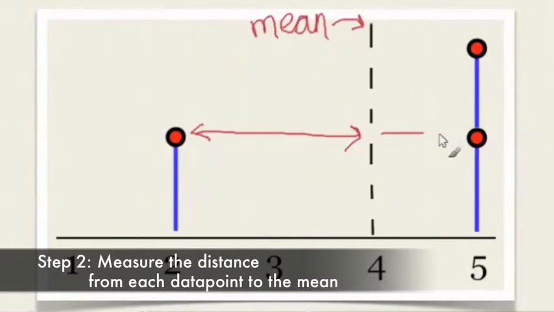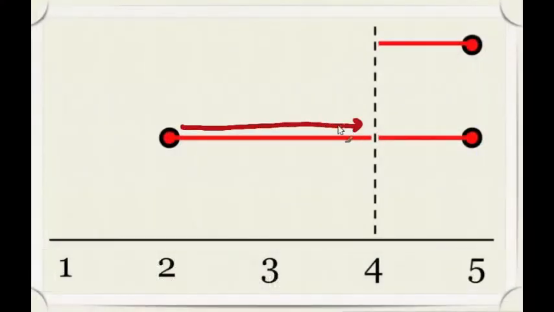Next, we measure the distance from our data points to the mean. In our case, we have one data point that is 2 units away from the mean and 2 data points that are each 1 unit away from the mean.